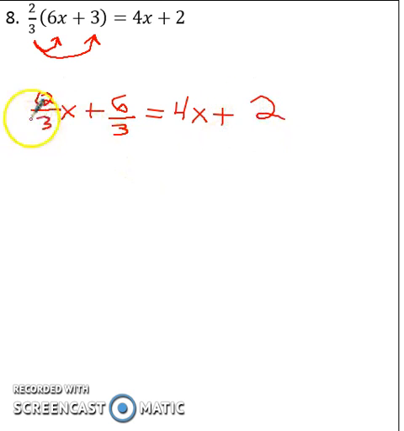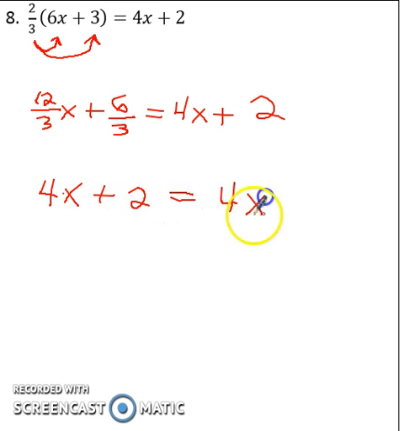And some of you saw, oh, 6 over 3 is 2, times 2 is 4, 12 over 3 is 4. So you saw it differently. Some of you saw 3 over 3, which cancels, leaving us with a 2. Or you could have seen the 6 over 3 is 2.